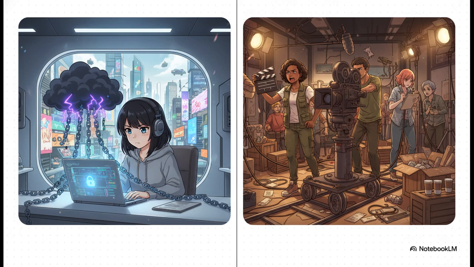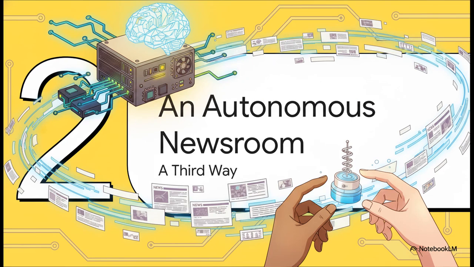Then on the other hand, you have traditional production. You know the deal. It's incredibly slow, it's laborious, you need a whole team of expensive experts, and trying to scale it to cover live data, forget about it. But what if there was a third way? What if you could build your own personal, autonomous newsroom that runs entirely on your own hardware, completely free from all those cloud limitations?